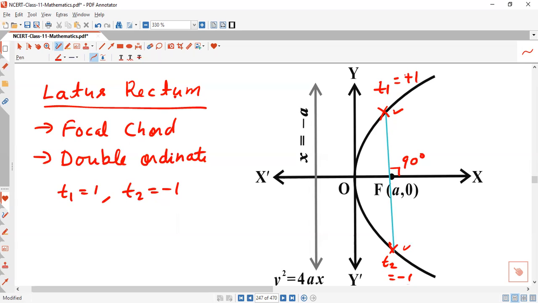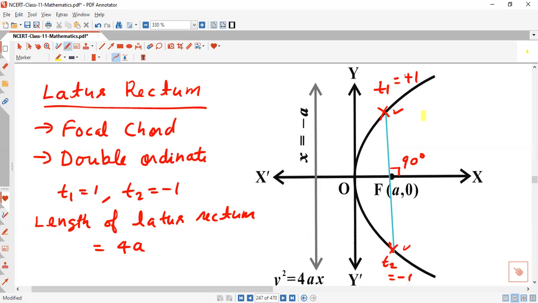And the length of this latus rectum, in terms of T, we are talking here. The length of the latus rectum will be 4a. The length of the latus rectum will be 4 times a. We are talking about the length of this latus rectum from one end to the other end, from here to here. This comes out to 4a.